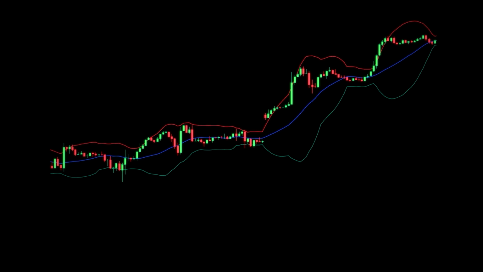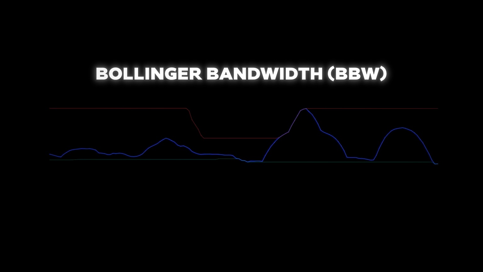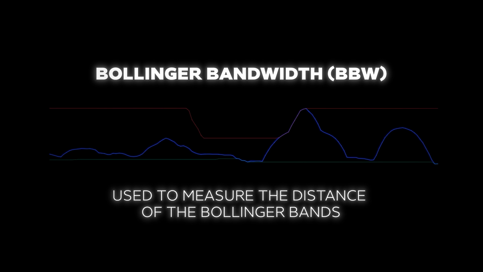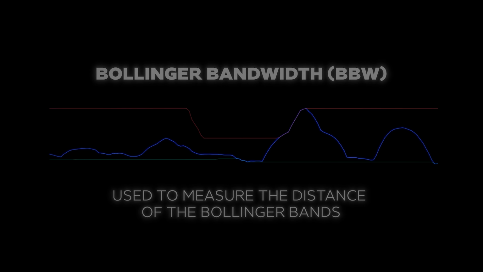You definitely want to combine the Bollinger Bands together with other indicators. One indicator, though, that's commonly used and has some great synergy is the Bollinger Band bandwidth, or the BBW, which is basically just an indicator to measure the distance between the upper and lower band. This indicator is the value of the upper band minus the lower band.